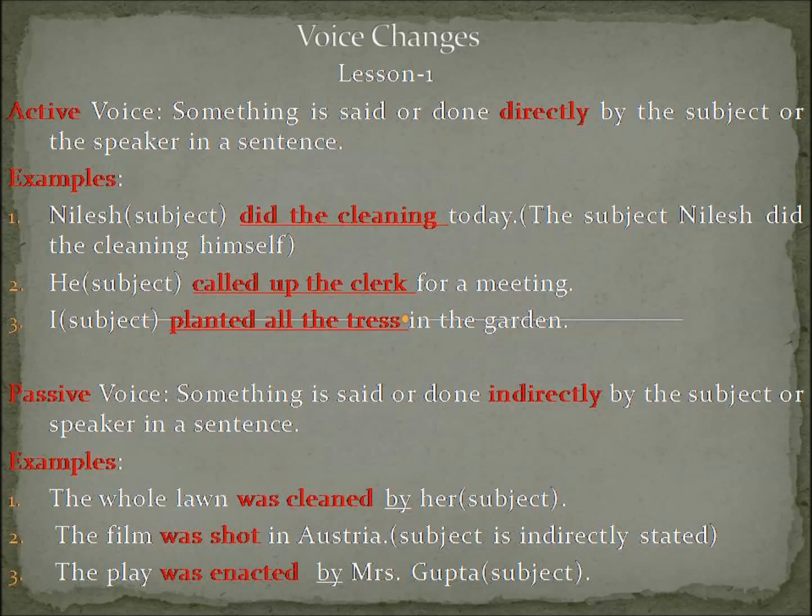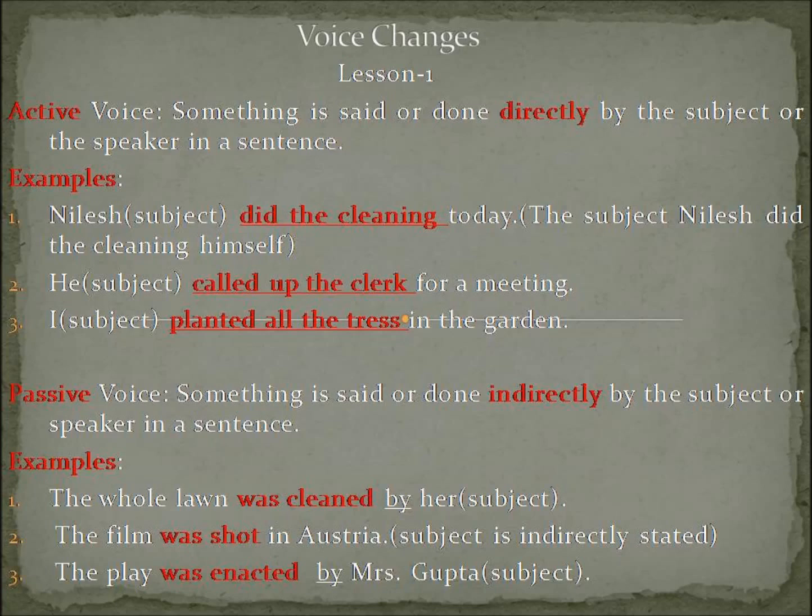So, in the first sentence I have mentioned the subject in brackets, but in the successive sentences I am going to explain to you verbally. He called up the clerk for a meeting. So, you can very well understand he is the subject and he called up the clerk himself for a meeting. It was not done indirectly by anybody. He did it directly. As Nilesh did the cleaning directly himself, so he called up the clerk for a meeting himself. I planted all the trees in the garden. I is the subject and planted all the trees. That means I did the work myself.